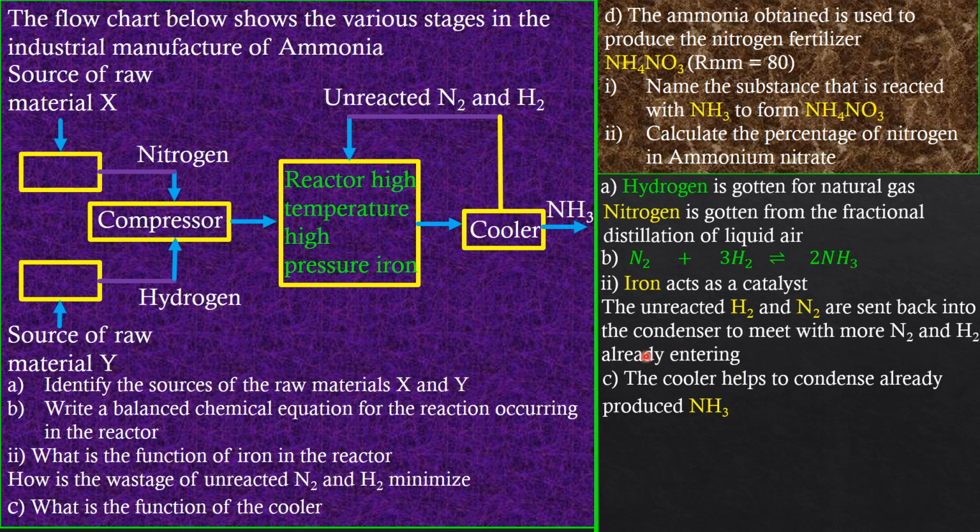Okay. Now, guys, part D is saying: the ammonia obtained is used to produce the nitrogenous fertilizer, ammonium nitrate. Name the substance that is reacted with ammonia to form ammonium nitrate. Guys, just from observing the two compounds, we see that that compound must be no other compound apart from nitric acid. Because if you simply add nitric acid to this ammonia, guys, you are going to have a compound in real life being ammonium nitrate.